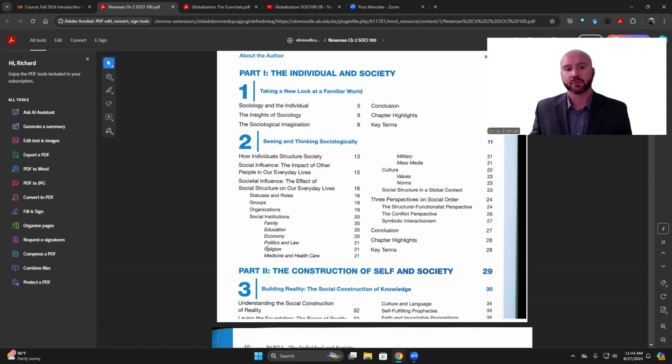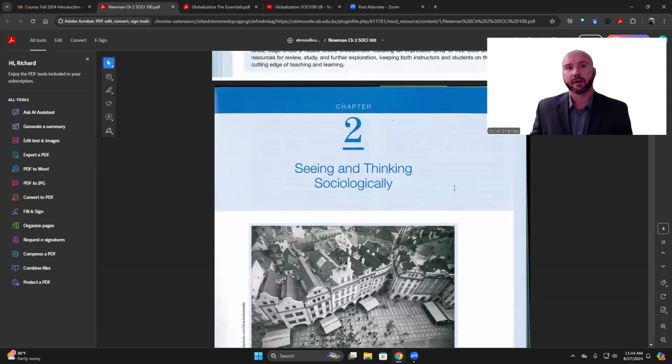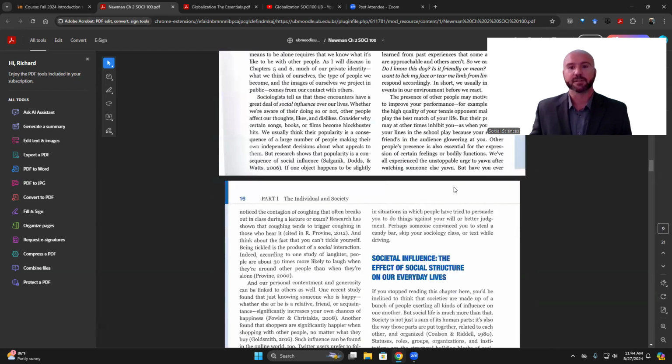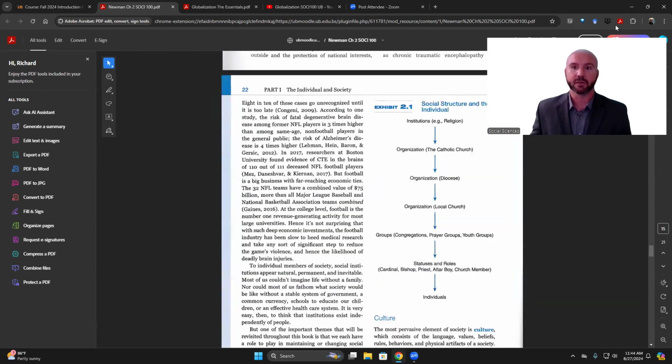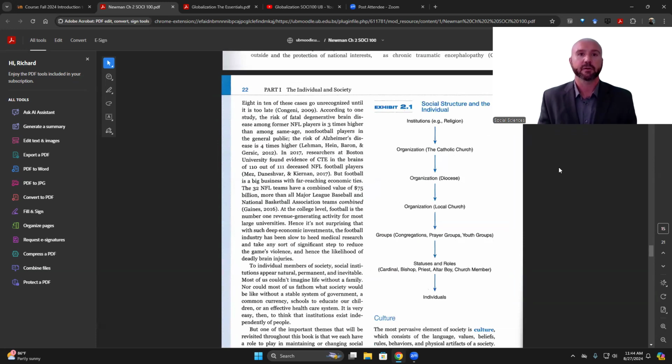So as it relates to religion, for example, the author of this textbook, David Newman, does a fairly decent job of providing a model or an example as it relates to social structure and the individual. Remember from the end of chapter content from chapter 1 that we're interested in using our sociological imagination rather than individualistic explanations. So the sociological imagination focuses our attention on broader social structural forces that set the context and provide the situations for our daily interactions. So look at this model, exhibit 2.1.